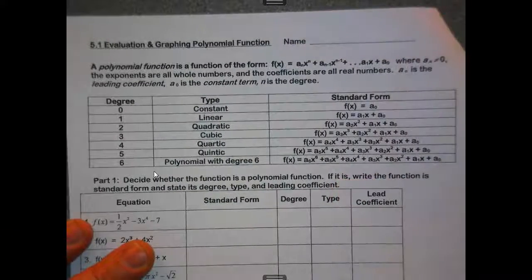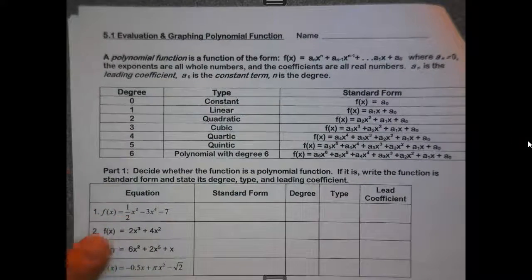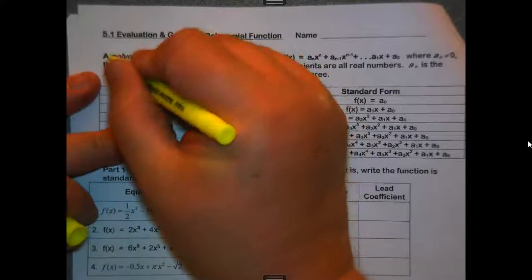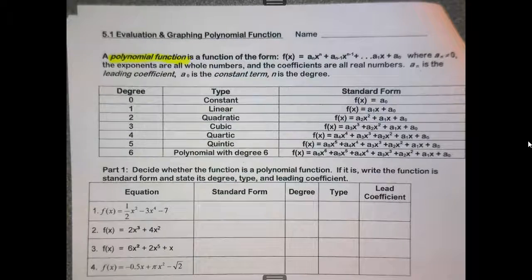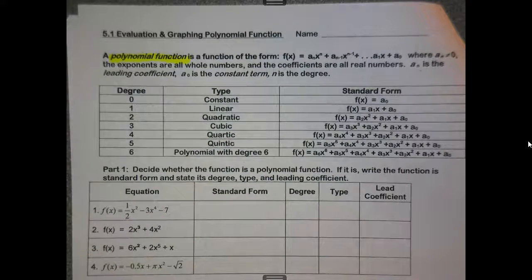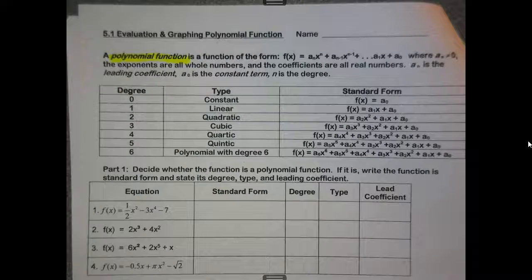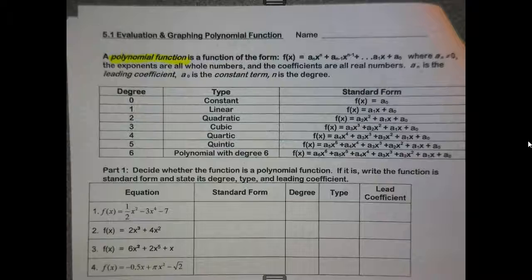Equating graphing polynomial functions. Polynomial functions, you ask. What is a polynomial function? Well, I'm going to tell you. A polynomial function is a function in the form of f of x equals a sub n x to the n plus a sub n minus 1 times x to the n minus 1 plus dot dot dot a sub 1 x plus a sub 0 x to the 0. Now, what does that mean, you ask?